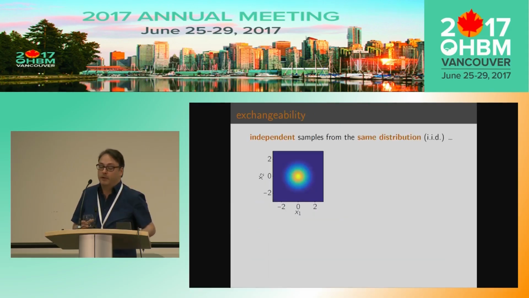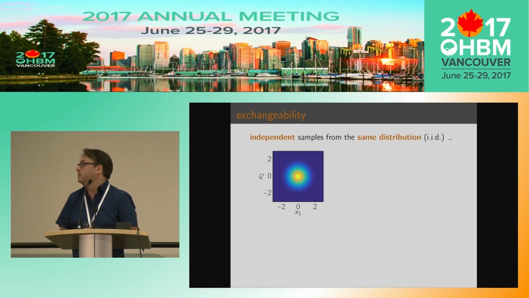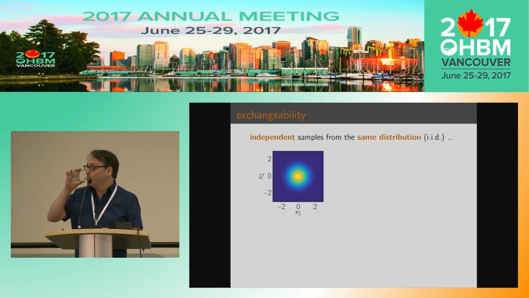Now, the important principle underlying this is the principle of exchangeability. The simplest case of exchangeability is independent and identically distributed. You have independent samples which come from the same distribution. In this plot, we have two different variables, x1 and x2. The color coding is the joint probability density function of these two variables, and we're assuming that they have the same distribution. In this case, it's simply a normal distribution around 0 in both cases, and they are independent. This is why the joint distribution is spherical, with a rotation symmetric structure.